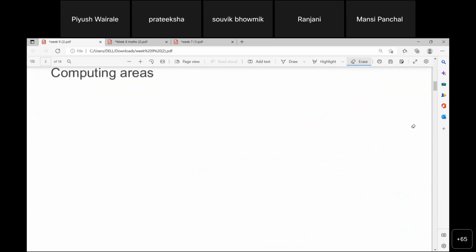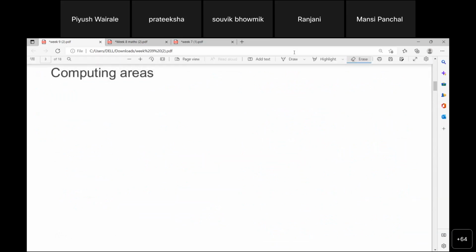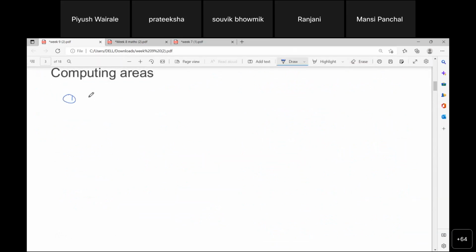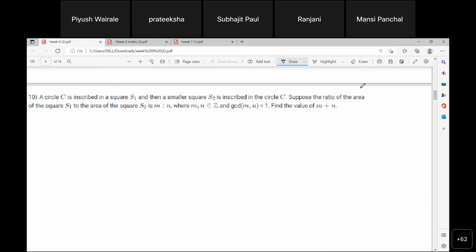So computing area is basically a simple topic. If you know the standard areas of, say, square, and second is rectangle, third one is circle, fourth one is trapezium. If you know the area and perimeter of all the 4 standard shapes, then you can easily solve any problem. So now let us take one problem here.